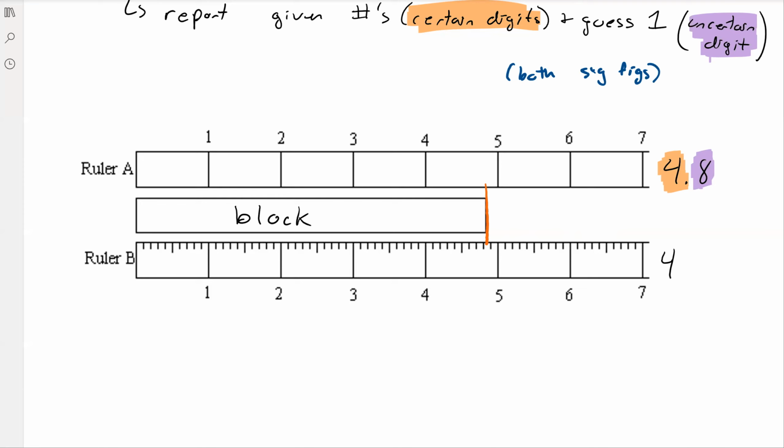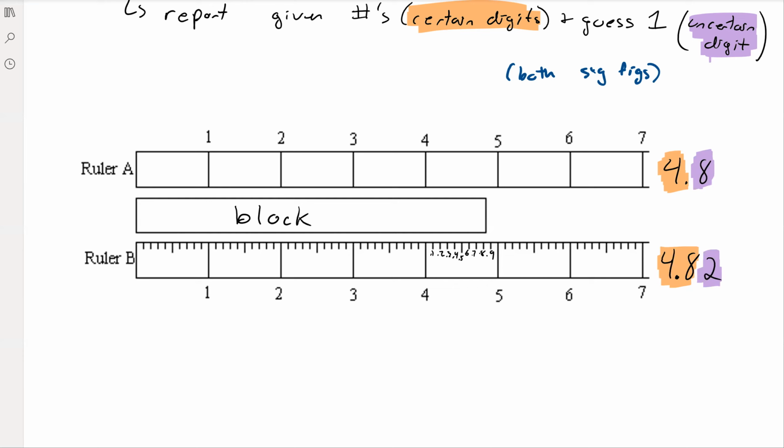So again, we know it's greater than 4, but now we know more information, right? This is 4.1, 4.2, 4.3, 4.4, 5, 6, 7, 8, 9. So now we know it's greater than 4.8, but not quite at 4.9. So now I've got two certain digits. And again, I'm allowed to estimate one more digit. So it looks to me like it's closer to the 8 than the 9. So I'm going to say 8, 2. And so then this 2 is my uncertain digit. So you can see how ruler B is more precise. It gives us a more exact answer than ruler A.